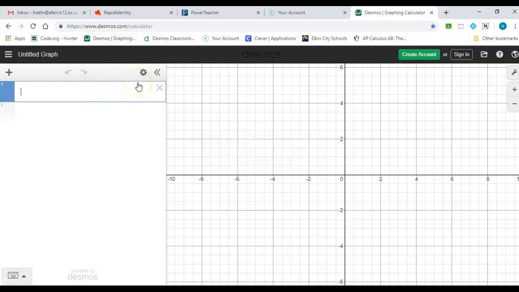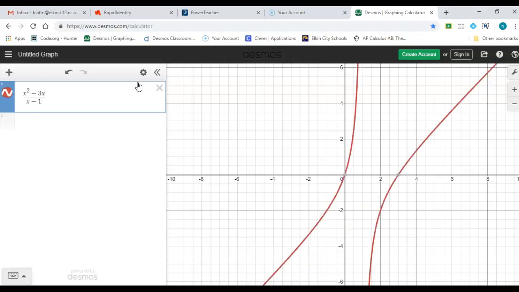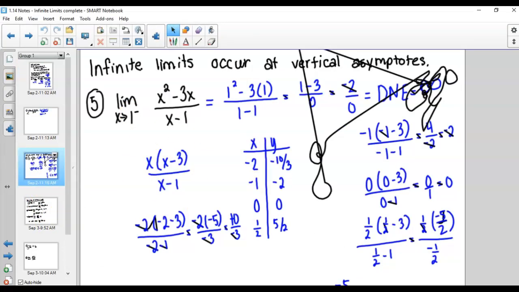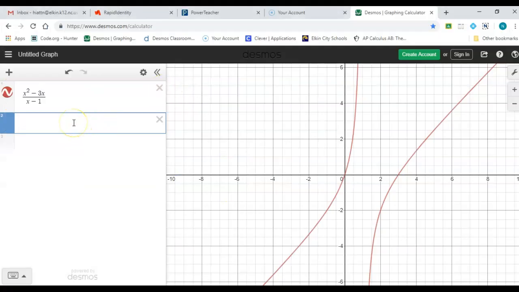So let me try to close this out, and let's just graph that. Let's see, what was it? X squared, was it plus 3 or minus 3? Minus 3x over x minus 1. And so if you look at the graph here, for that problem we were looking at as x approaches 1 from the left. So if you want, on Desmos you can put in x equals 1.